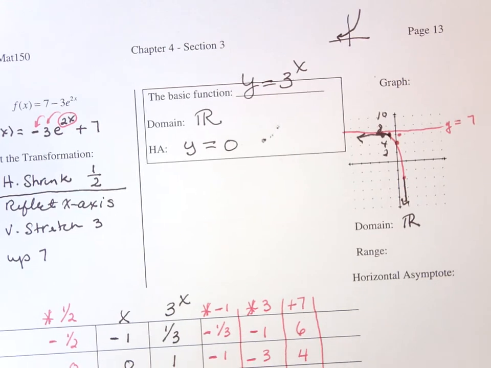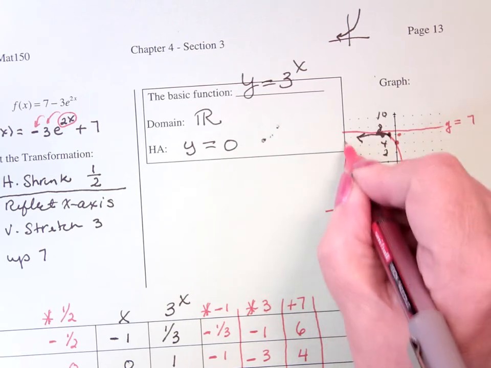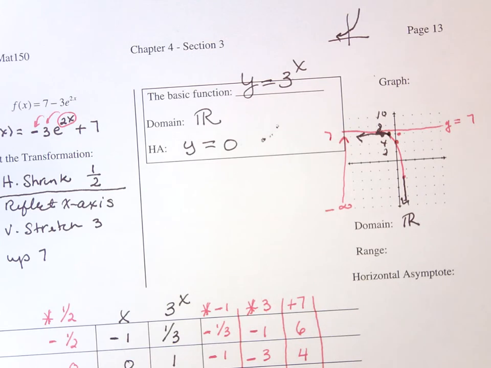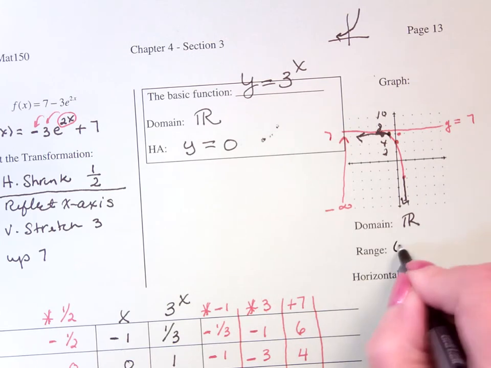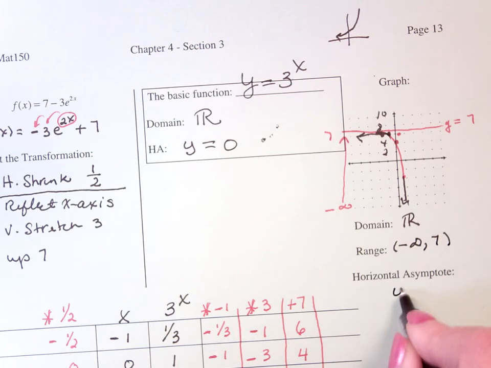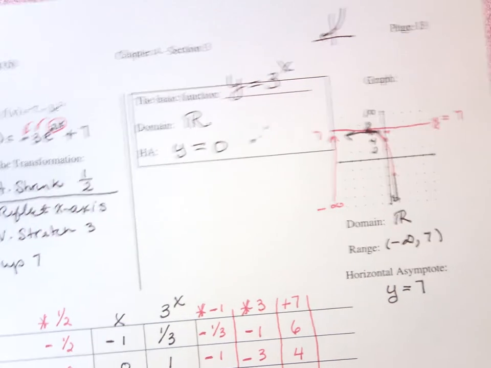And so the range is again going to start at -infinity, stop at the HA, which is 7. So it's going to be -infinity to the HA, which is 7. The HA is y equals 7. But he's just very, very steep. And that vertical stretch is what did it.